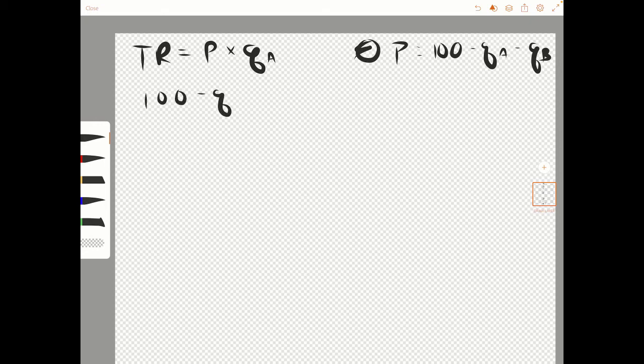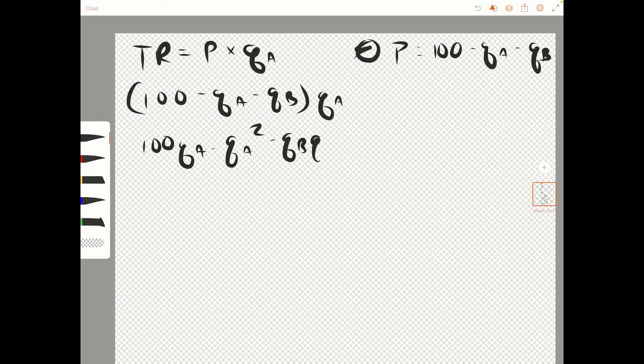So (100 minus QA minus QB) times QA equals the total revenue for the firm. We'll just distribute that QA: 100 QA minus QA squared minus QB QA, and that equals total revenue. The marginal revenue is the first derivative of total revenue with respect to QA. So marginal revenue would become 100 minus 2QA minus QB.